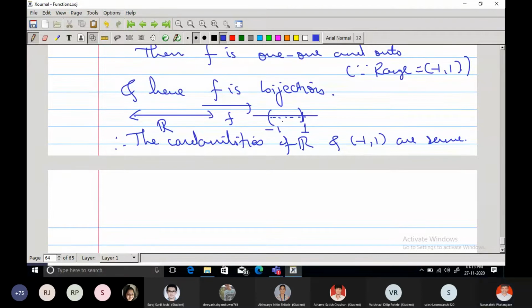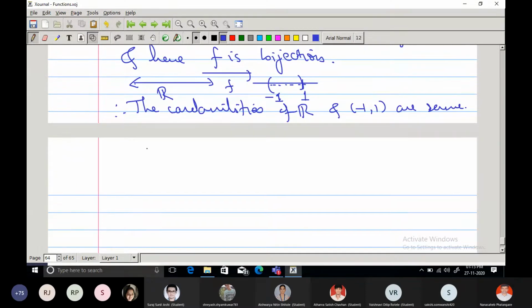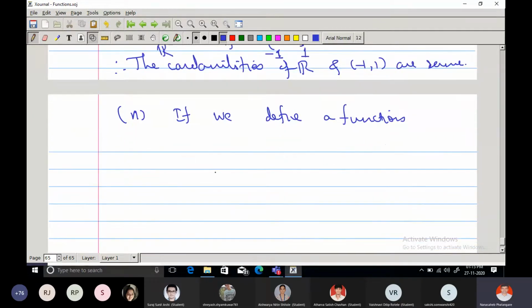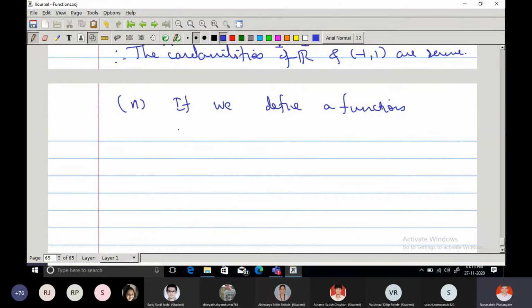So if we define a function, I am going to define a function g from -1 to 1 to R. And what function am I going to define? g of x is equal to x upon square root of 1 minus x square. What can you say about this function?